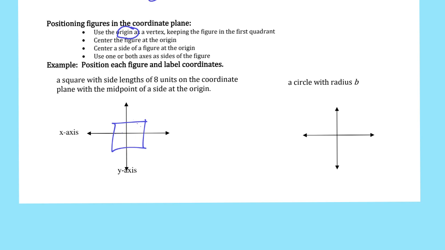You also might use an axis as the side of a figure, okay? Just again, we're trying to make it not hideous when I ask you to write the ordered pairs of the vertices of this. So if you rest it right here, where 2 of the sides actually are aligned with the axes, that probably is a good choice too. Okay, so let's see what they ask us to do here.